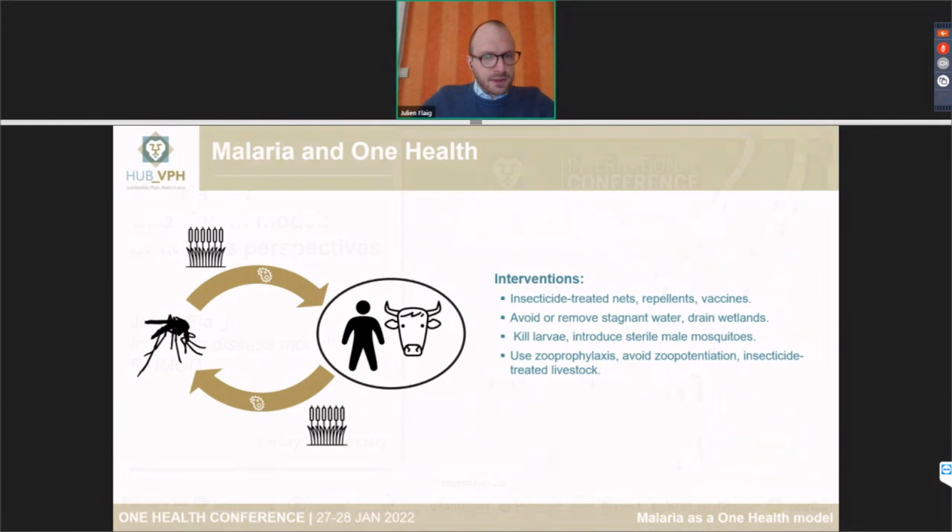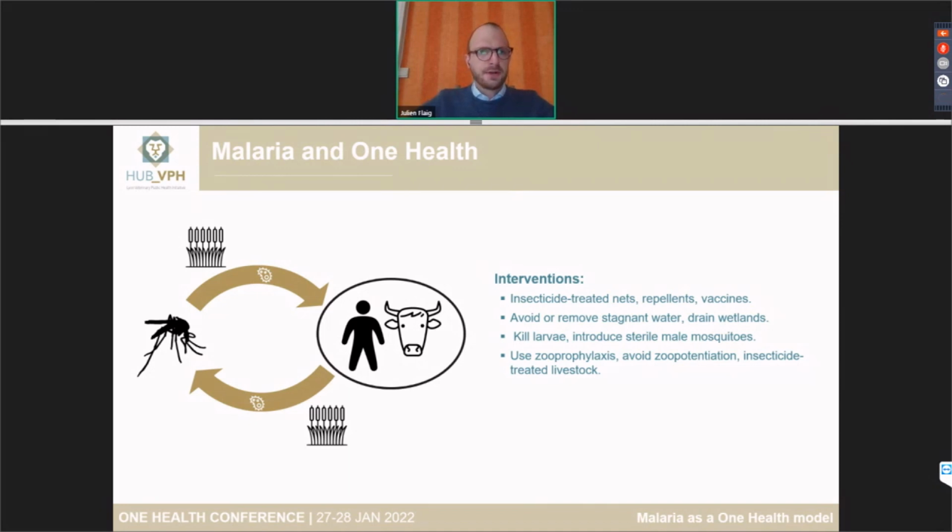Malaria is an infectious disease caused by Plasmodium parasites that are transmitted to humans by infected female Anopheles mosquitoes. So the transmission route goes like this: mosquitoes bite infected individuals, they get infected, and they can transmit the parasite to healthy individuals. Malaria is still today a major cause of mortality in some low-income and tropical countries, especially among young children under the age of 5 years.